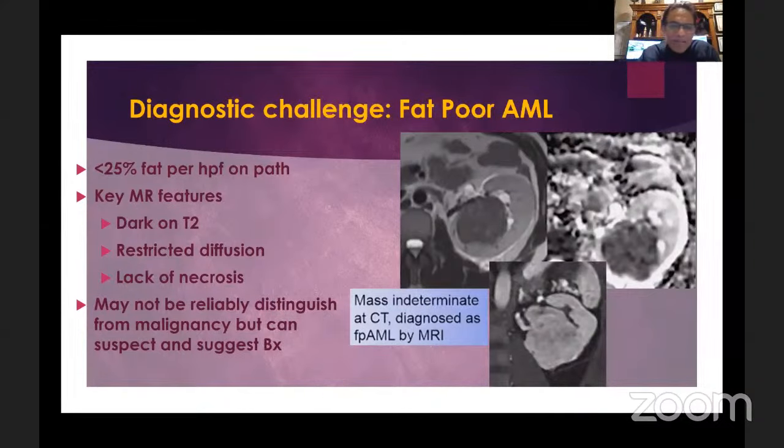And they might show some areas of drop in signal on out of phase, depending on how much fat is within the lesion. Sometimes you may not be able to distinguish this from malignancy, and there is no shame in doing biopsy in these patients.